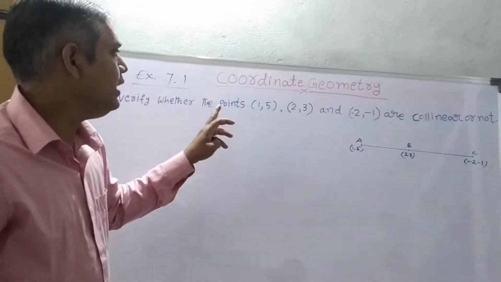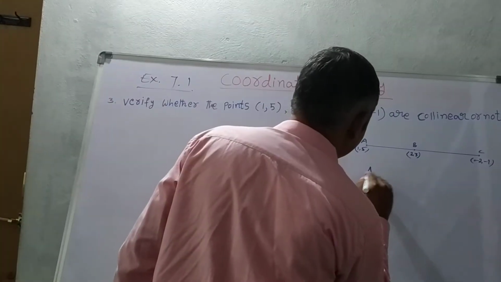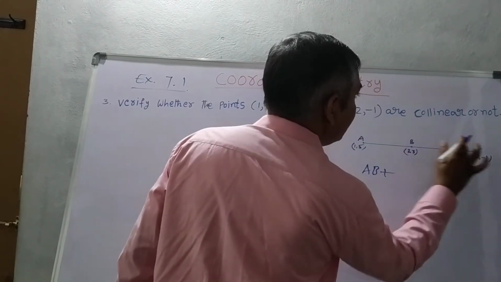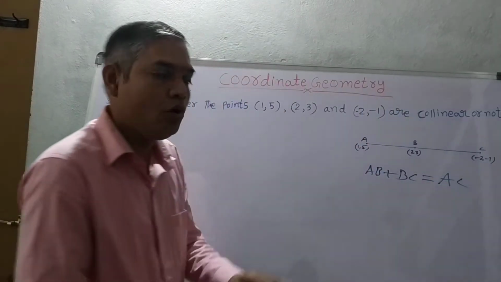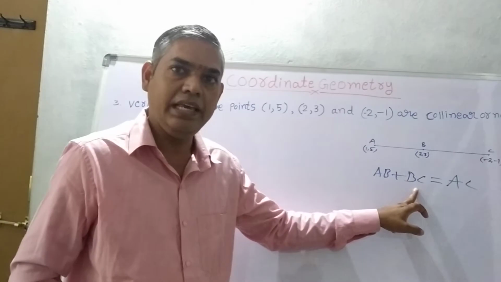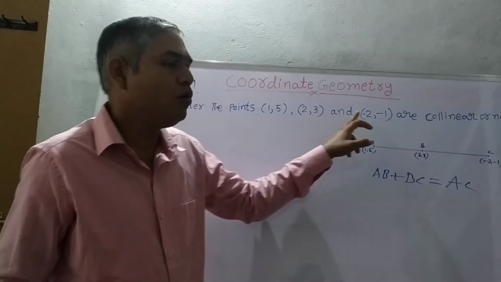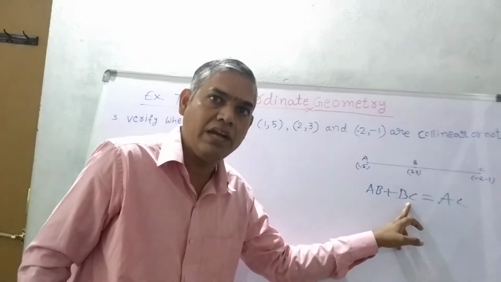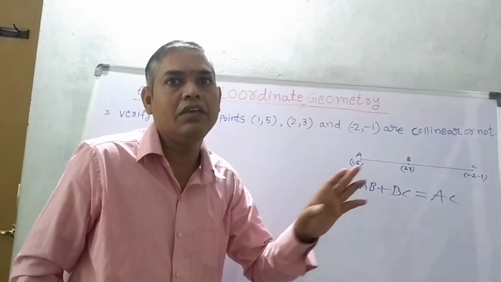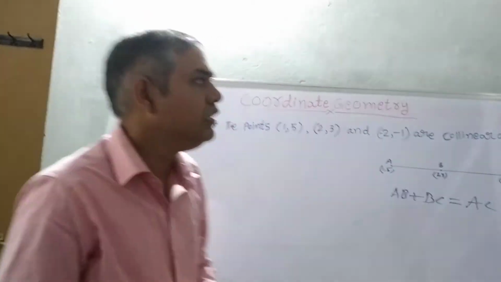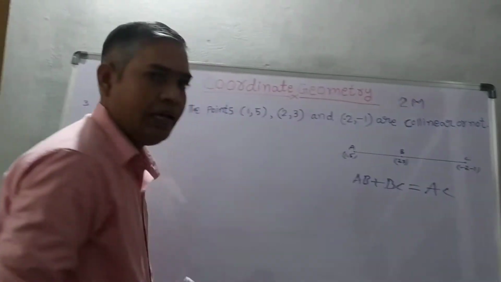To prove any 3 points are collinear, we have to prove that AB plus BC is equal to AC. If we prove AB plus BC is equal to AC, then we can say the given points are collinear. If the condition is satisfied, the given 3 points are collinear points. If the condition is not satisfied, the given 3 points are not collinear points. This is a 2 marks question in the public examination.